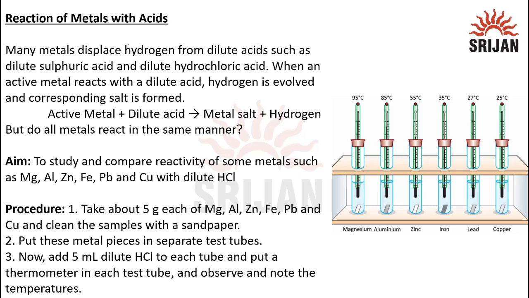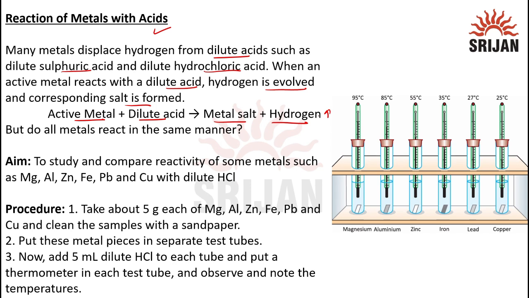Today's video, we will learn about the reaction of metals with acids. Many metals displace hydrogen from dilute acids such as dilute sulfuric acid and dilute hydrochloric acid. When an active metal reacts with a dilute acid, hydrogen gas is evolved and the corresponding salt is formed. You can see here, when an active metal reacts with dilute acid, it forms a metal salt and hydrogen gas.